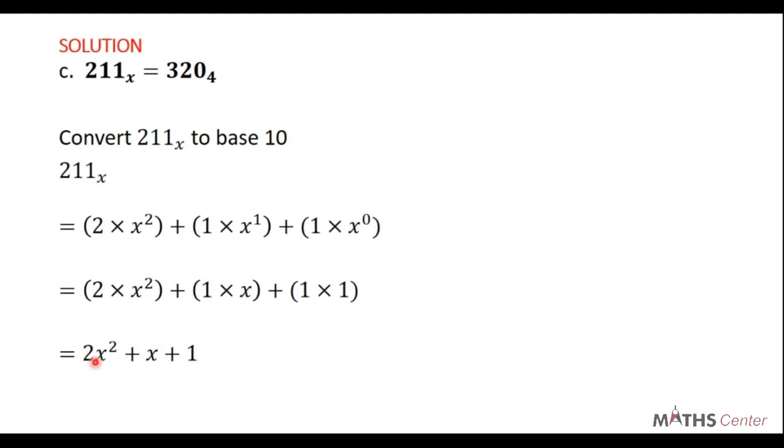If you watch the video on algebraic expressions, you will see that 2x squared and x are not like terms, so you can't add them. So we leave our answer like this: 2x squared plus x plus 1. Now we have to convert this one also to base 10.